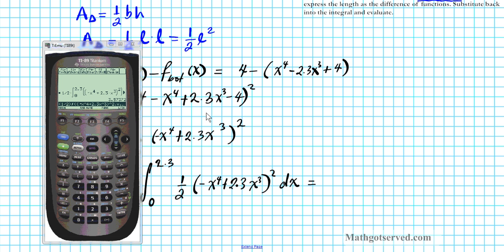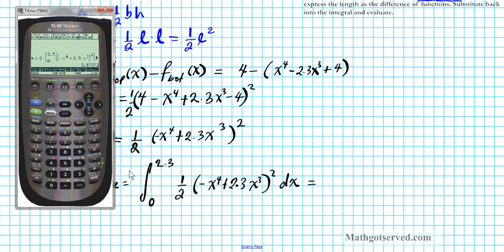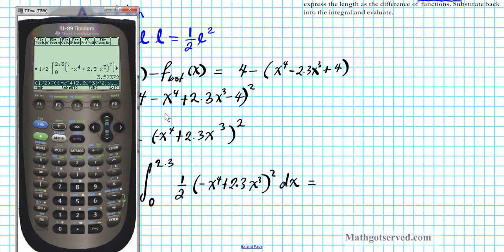If you plug it into your calculator, as you can see here, I'm using the TI-89 Titanium, you get 3.574. So the final answer is 3.574.